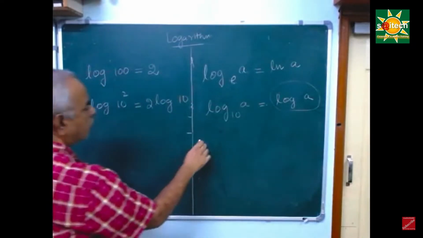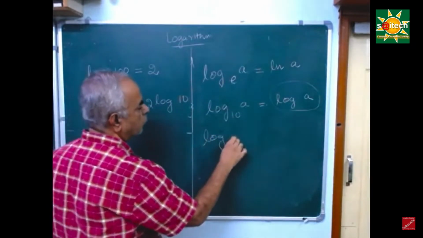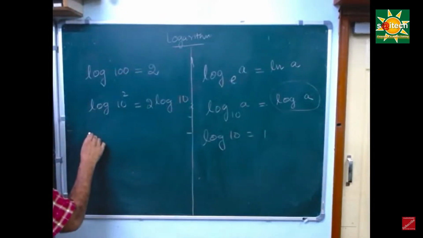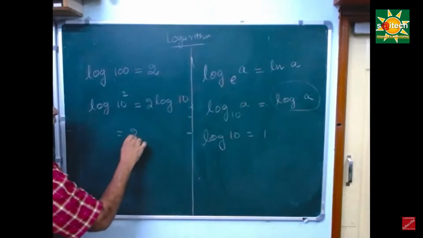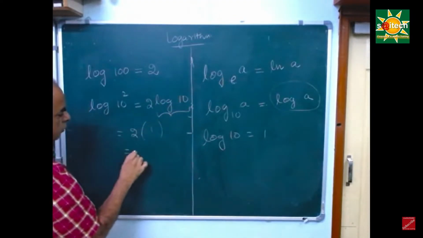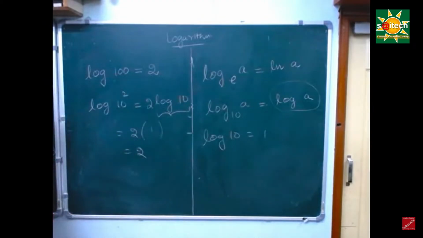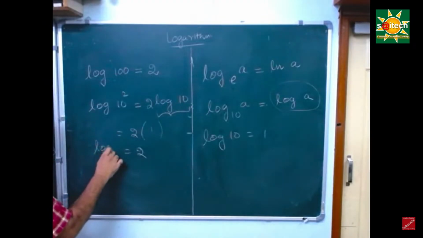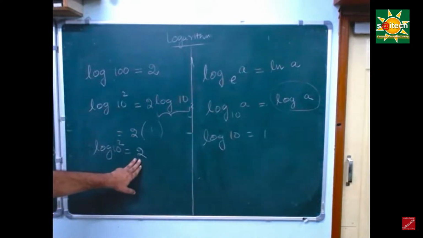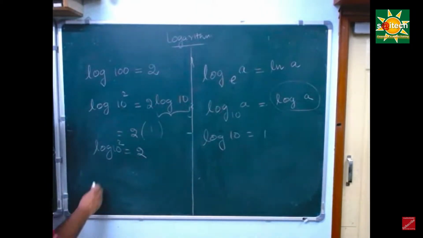And log 10 ஓட value அது தெரிஞ்சுக்கணும், 1. So அந்த basis-ல் that is equal to 2 into log 10 value தெரியும், that is 1. Therefore 2 into 1 is 2. அப்போ log 10 squared அப்படிங்கிறது என்னது? It is 2. இதை நான் further-ஆக build up பண்ணுறேன்.